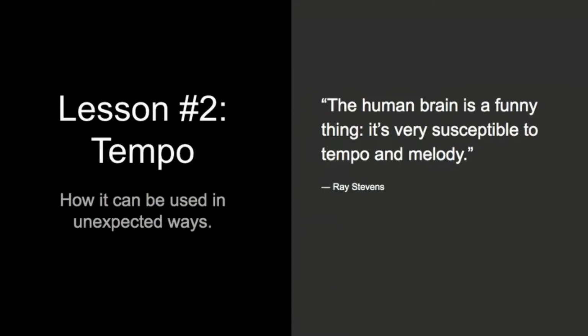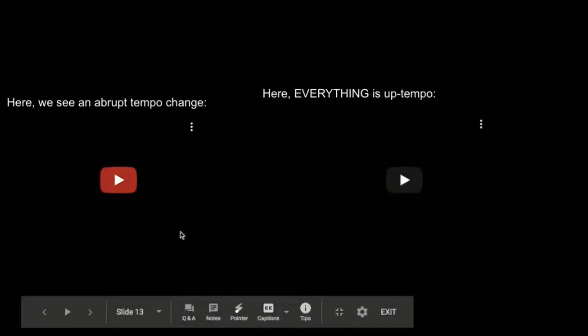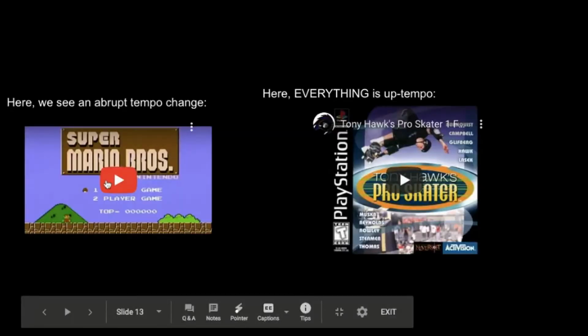This quote from Ray Stevens, a folk singer. He said, "The human brain is a funny thing. It's very susceptible to tempo and melody." And I thought that was appropriate, talking about tempo changes. So in video games, sometimes abrupt tempo changes can mean something.